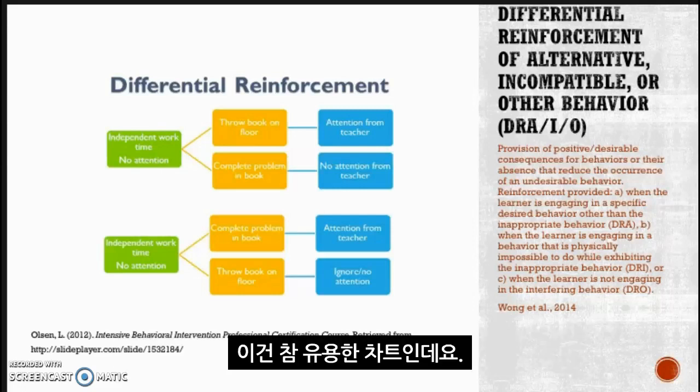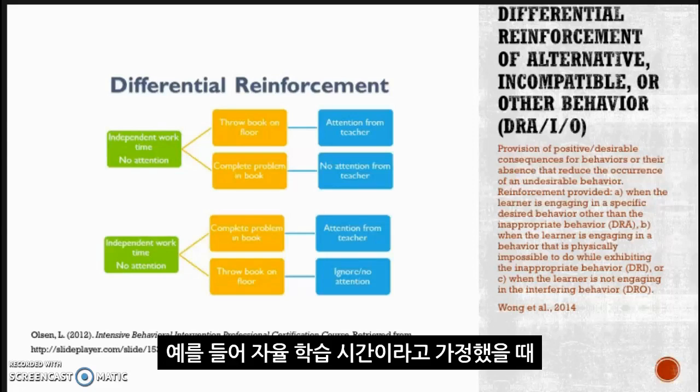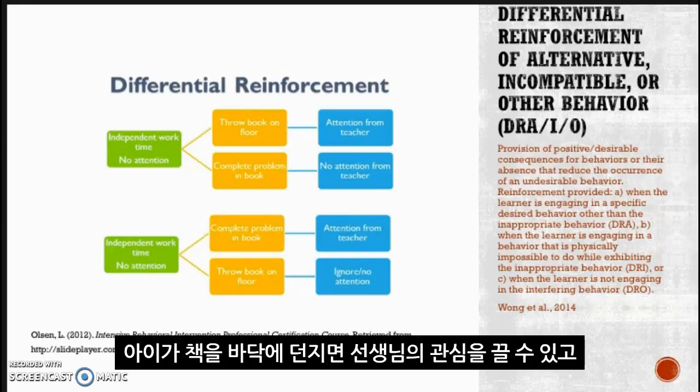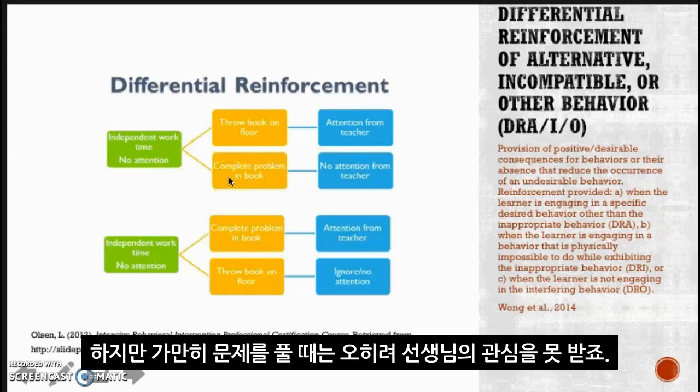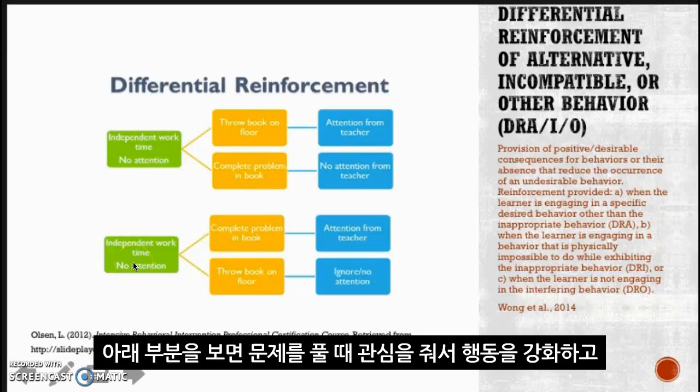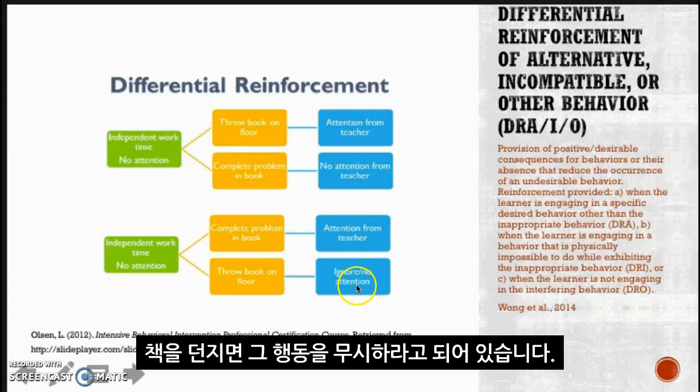So I like this chart here. It says independent work time, and so if the child throws a book on the floor, they get attention from the teacher. So you're actually reinforcing that throwing the book on the floor. But when they're completing the problem in the book, they're not getting attention from the teacher. And then on the other hand, if you're giving attention when they're completing the problem in the book, you're reinforcing that behavior. And when they throw the book on the floor, you ignore that.